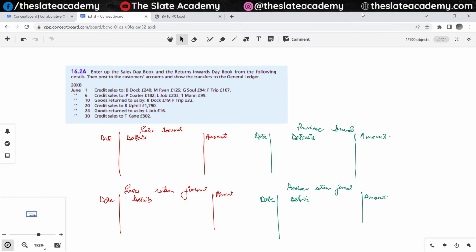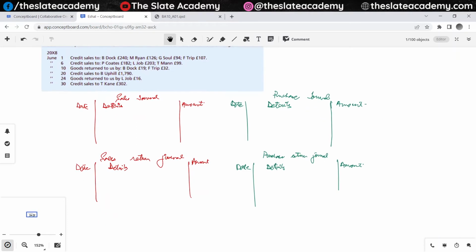Actually, the question says the first entry is credit sales to B Doc 240, M Rayan 126, G Soul 94 and F Trip 107. ठीक है जी. So what we'll do is we'll write their names one by one. These are sales, credit sales. So in sales journal, we discussed that only credit sales will be recorded. Where would cash sales be recorded? No, in the cash book. All cash transactions will be there in the cash book.